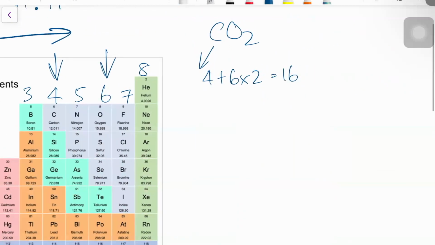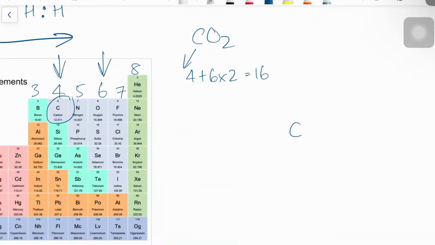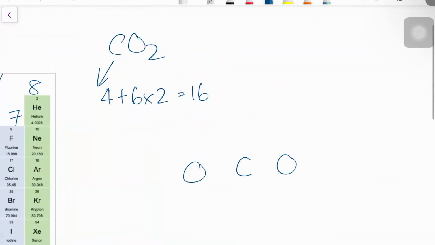Now, the other thing is oxygen's just one of those electronegative atoms that you just need to know. Oxygen's really electronegative. So carbon is going to be less electronegative. It's further to the left, and oxygen is further to the right. So carbon's going to be the one I put in the middle, followed by oxygens on the outside.